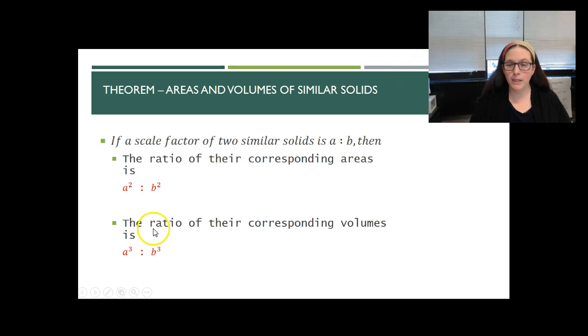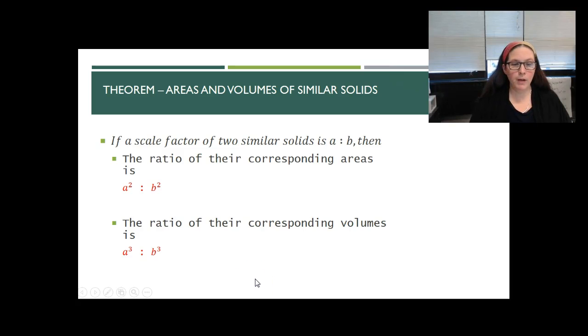And then again we'll see a similar setup. The ratio of their corresponding volumes is then A cubed to B cubed. So it shouldn't surprise you at all that if it's a flat shape, it's an A to B ratio. When we talk about area, it's squared. When we talk about volume, it's cubed.